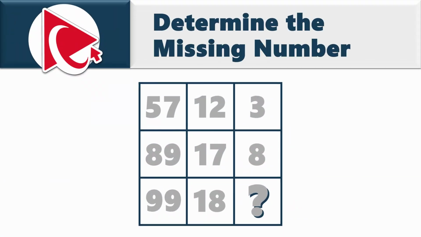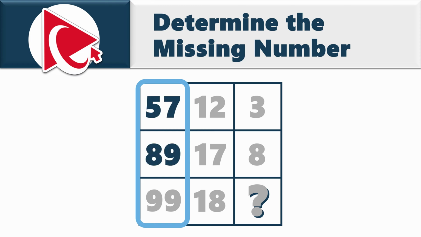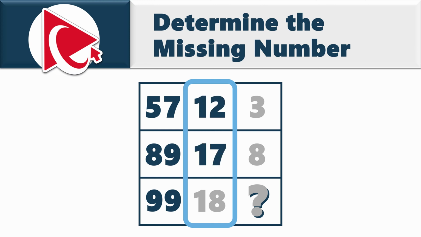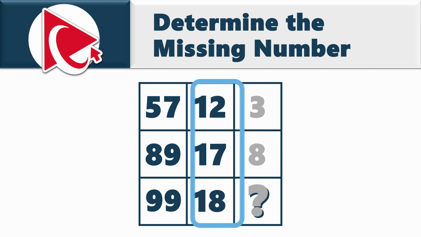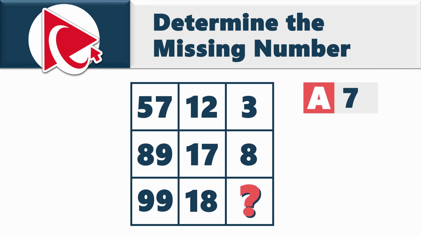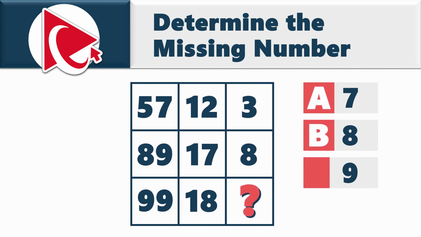You are presented with a 3 by 3 square. Each cell in the square has a number. The numbers starting with the first column are 57, 89, and 99. The middle column has numbers 12, 17, and 18. And then the last column has numbers 3, 8, and then comes the missing number, which you need to calculate and select out of 4 possible choices. Choice A, 7, choice B, 8, choice C, 9, and last but not least, choice D, 10.